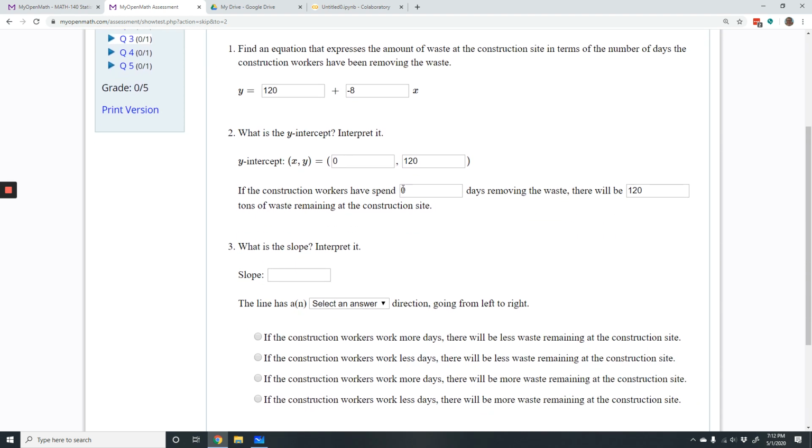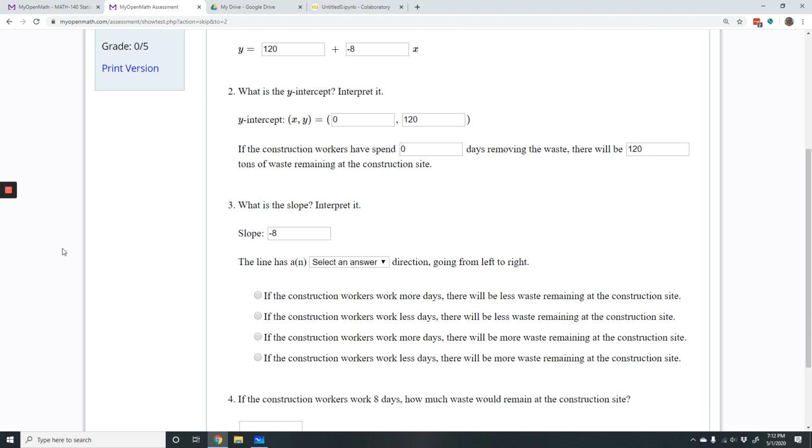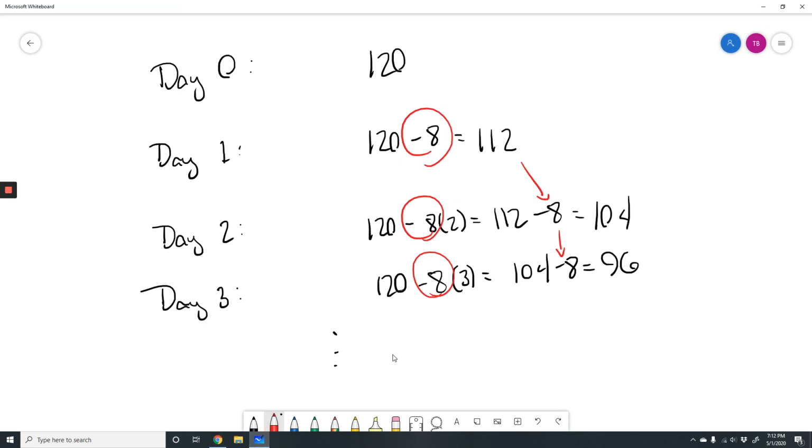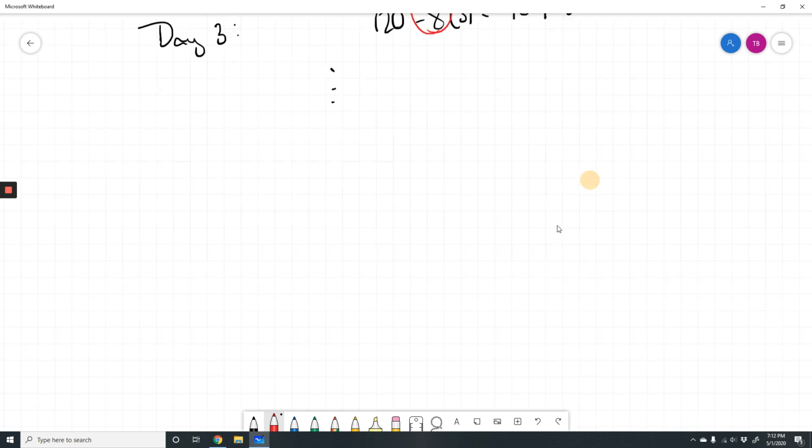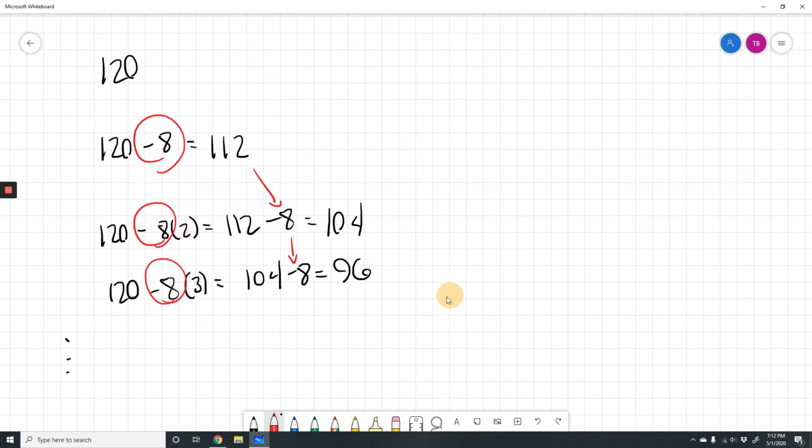What is the slope interpreted? Well, that other number, the one next to the X, that's the slope. That's how much we change per day, okay? So now we have to interpret this slope. If it's -8, that means we have a downhill direction going left to right, right? Maybe it's easier if I actually keep the data here.